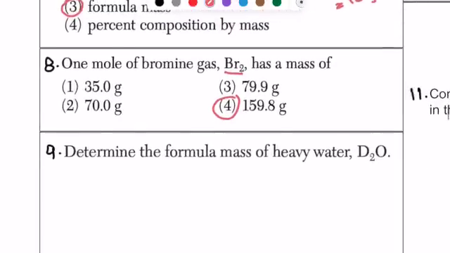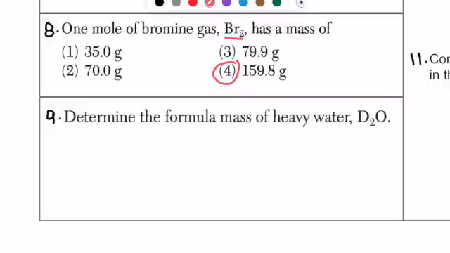Determine the formula mass of heavy water, which is D2O. So D is actually hydrogen with a mass of 2. There will be context for this question that will be given on the Regents exam. You're not supposed to know that D has a mass of 2. So we have 2 of those, and then we have a 16. So when you add these, you get 20 grams per mole.